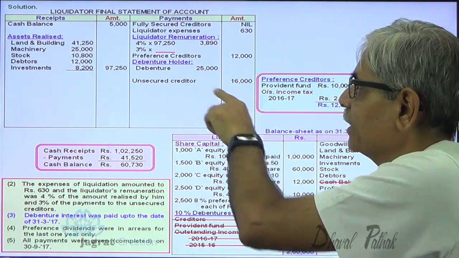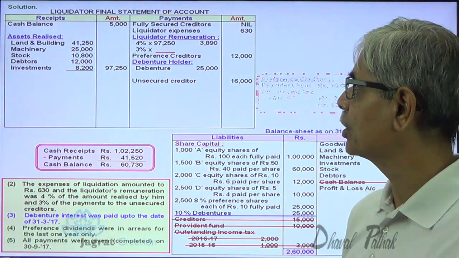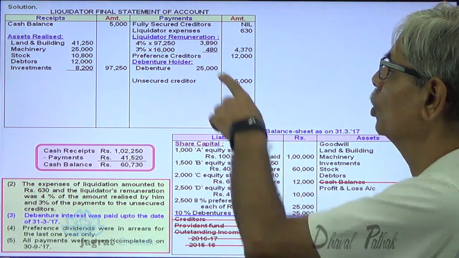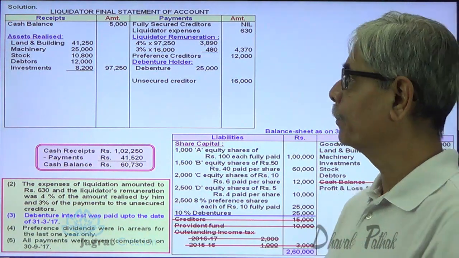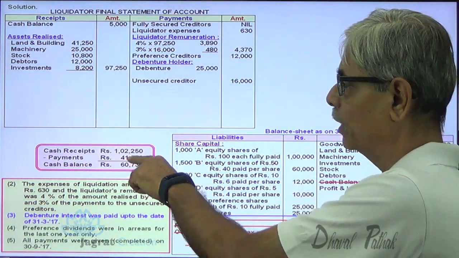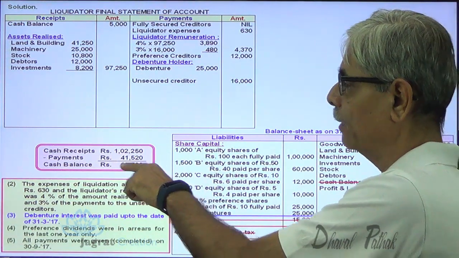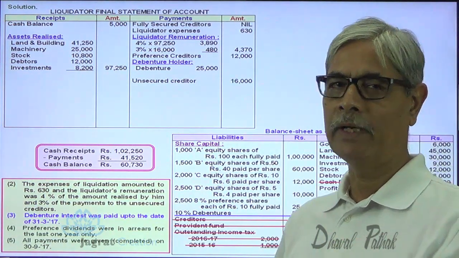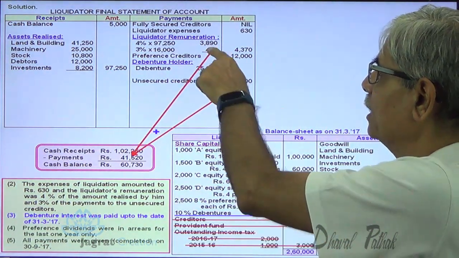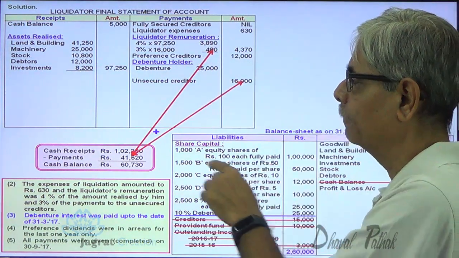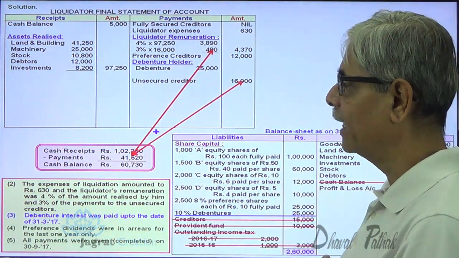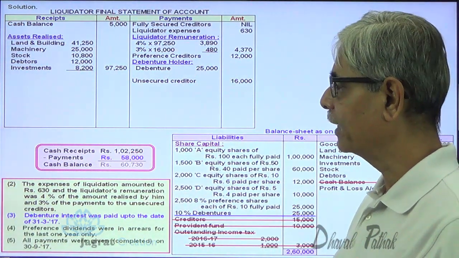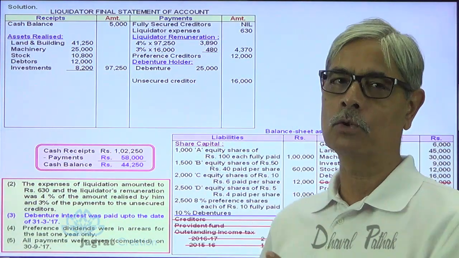The moment I pay unsecured creditors, I am required to pay liquidator remuneration. So liquidator remuneration at the rate of 3% on that is to be paid. So this is the total liquidator remuneration. Now this 41,520 is a payment arrived at without considering the 16,480. So the next payment made, 16,480, will be added to this 41,520. So now my total payment works out to be 58,000, and now my cash balance available is 44,250.